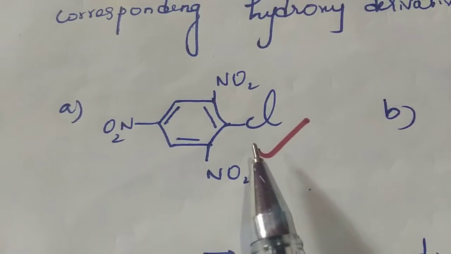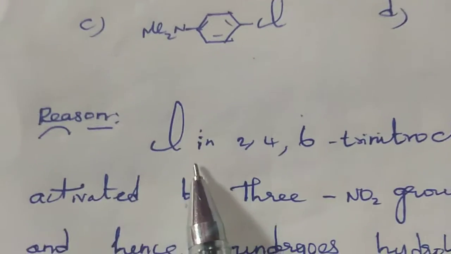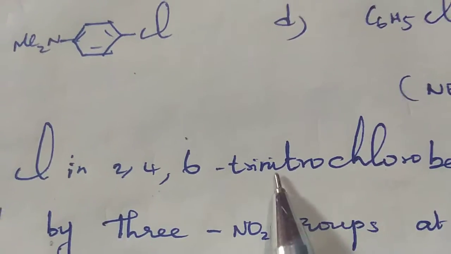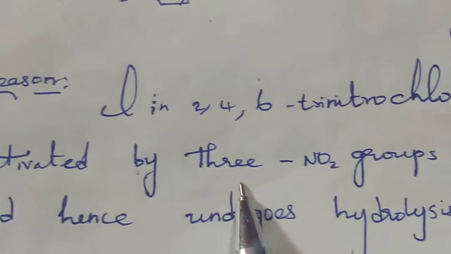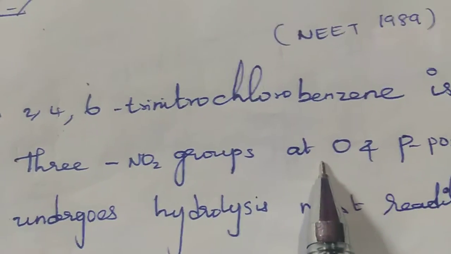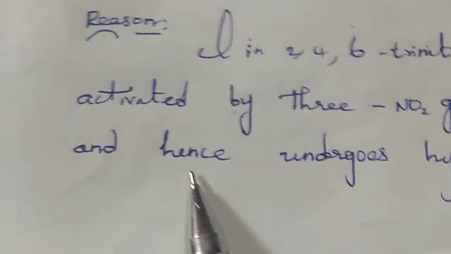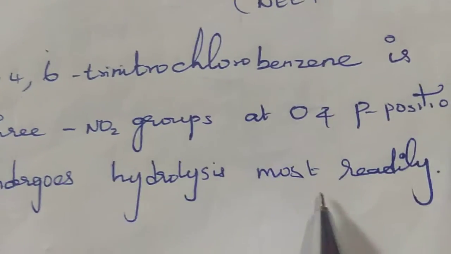2,4,6-dinitrochlorobenzene. The reason is chlorine in 2,4,6-dinitrochlorobenzene is activated by 3 nitro groups at ortho and para positions and hence undergoes hydrolysis most readily.